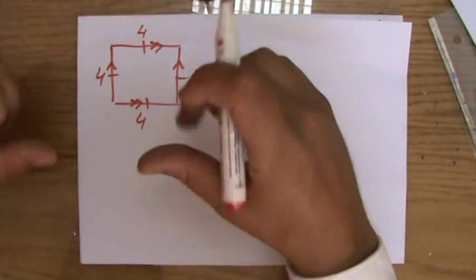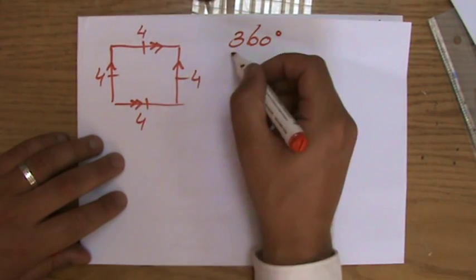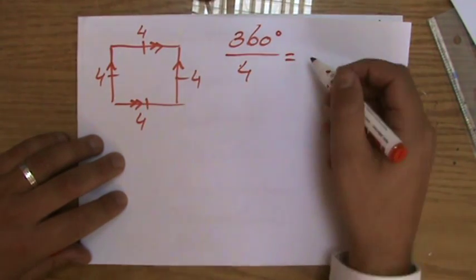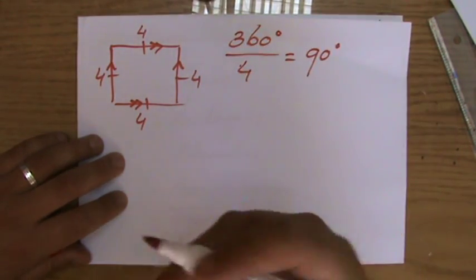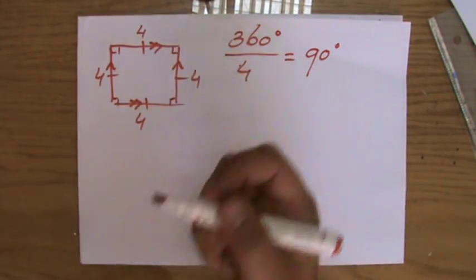All the angles are equal as well. So of a square, all the angles are equal, and considering you have 360 degrees to divide in a quadrilateral, if they're all equal, you have 4 angles, so they are all 90 degrees. They're all right angles in a square.